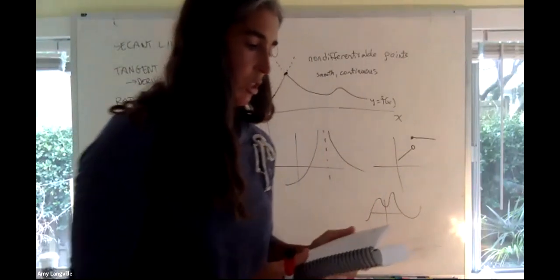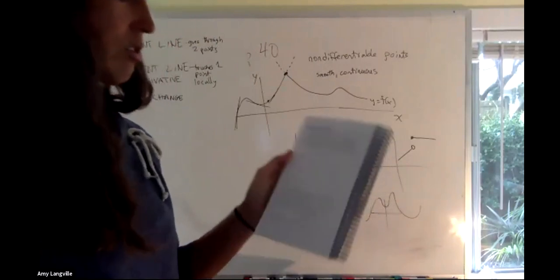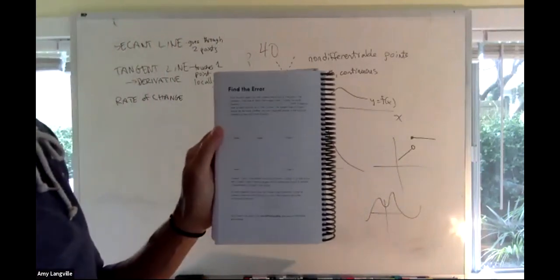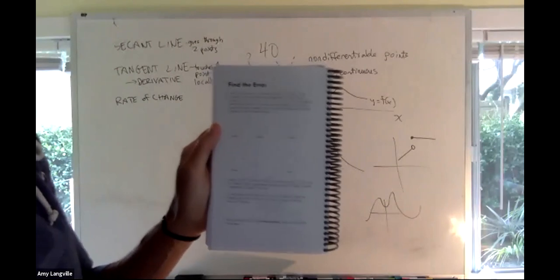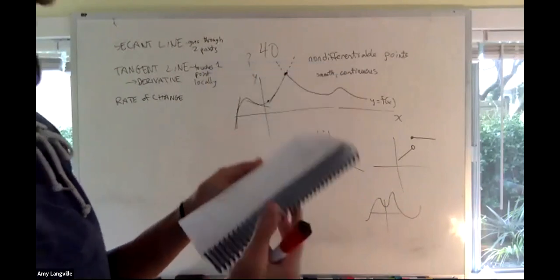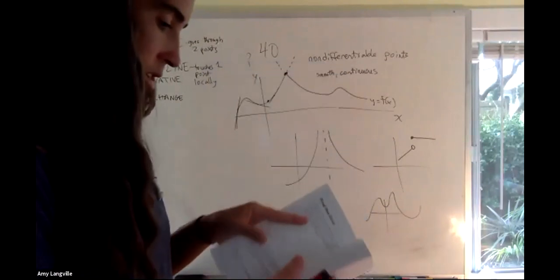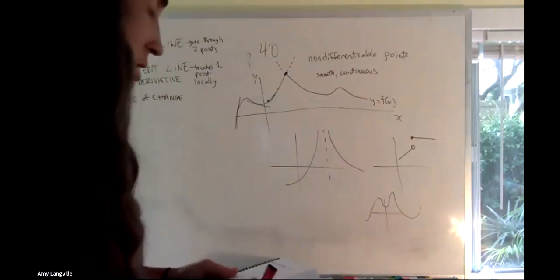So you can finish on page 40. This is yet another activity you can do at home to finish. You should have the idea now of what it means to be non-differentiable, and you can find the error associated with that page. Okay, page 41.